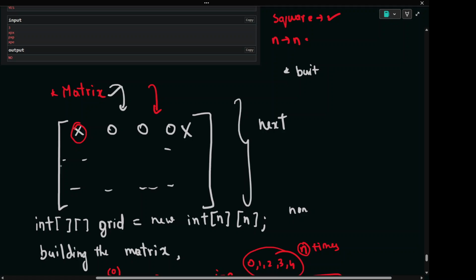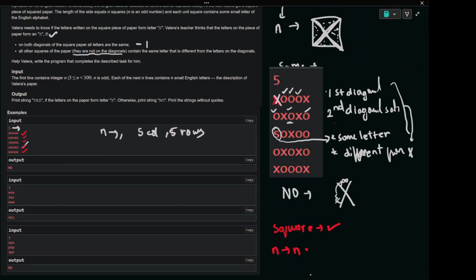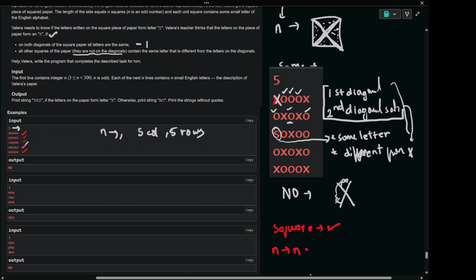Now, what are the two things they are asking us? First of all, the diagonals should have the same character. We saw it earlier. And the elements which are not on the diagonal should all be the same and different from the diagonal. Here you see O, O, O, O, O, O. They are all the same, but this S is different. So hence it is not a valid square, so you're going to output no.